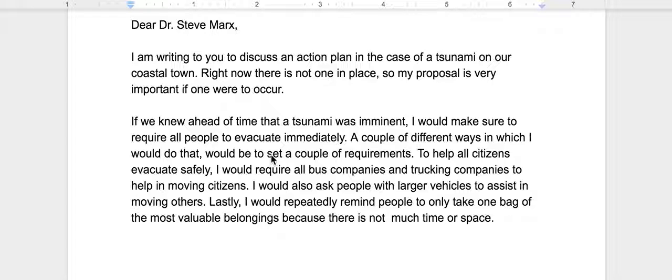A couple of different ways in which I would do that would be to set a couple of requirements. To help all citizens evacuate safely, I would require all bus companies and trucking companies to help in moving citizens. I would also ask people with larger vehicles to assist in moving others. Lastly, I would repeatedly remind people to only take one bag of the most valuable belongings because there's not much time or space.